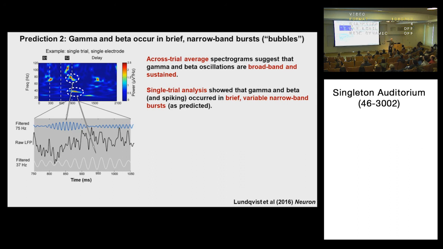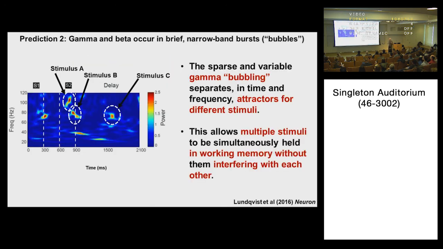This is a single trial here. Again, frequency on the y-axis, time on the x-axis. S1 and S2 are the stimulus presentations. There's the memory delay. And we see a bunch of these short duration, narrow band gamma bursts and a couple beta bursts here. And the spiking is doing the same thing. Remember, the spiking is associated with the gamma burst. So even the spiking is only taking place, or largely taking place, during this short, brief gamma burst in a very, very sparse way.